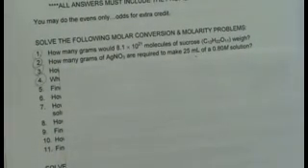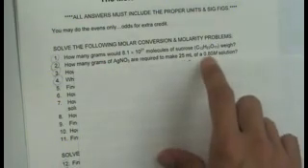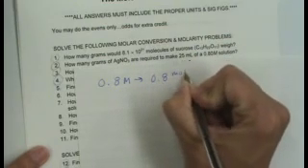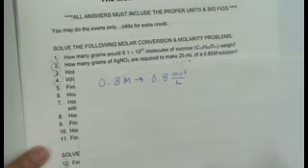Okay, let's look at the next problem. The next one says, how many grams of silver nitrate are required to make 25 milliliters of a 0.8 molar solution? So what you need to know here, if you guys remember, 0.8 molar means 0.8 moles per liter.